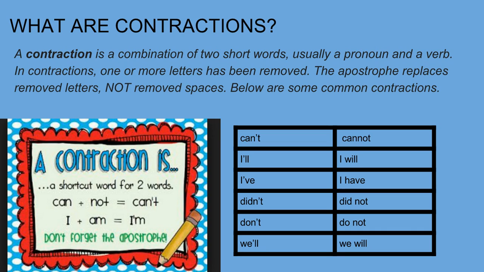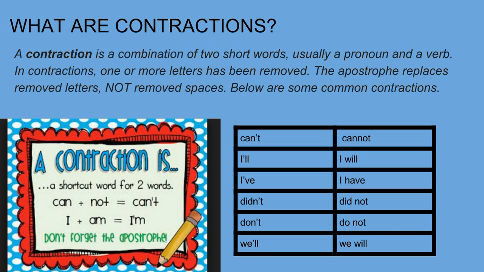A contraction is a short word for two words. Usually part of the second word is left out, or some of the letters, and replaced with an apostrophe. For example, can plus not is equal to can't. We have left out the O in not and replaced it with the apostrophe. I plus am becomes the contraction I'm. We've left out the A in am and replaced it with an apostrophe. Don't forget the apostrophe. That's a very important part of contractions.